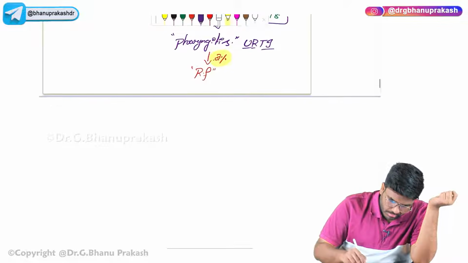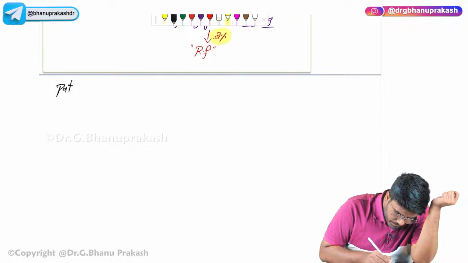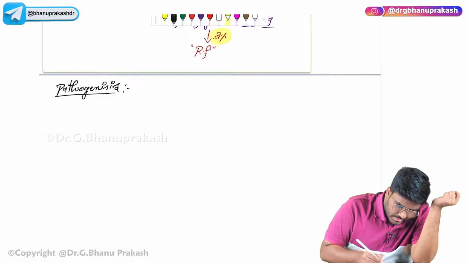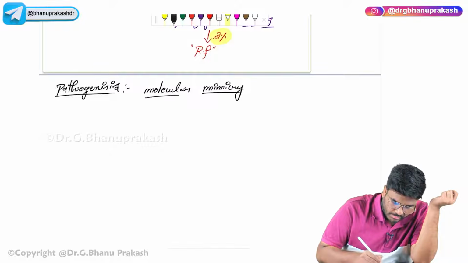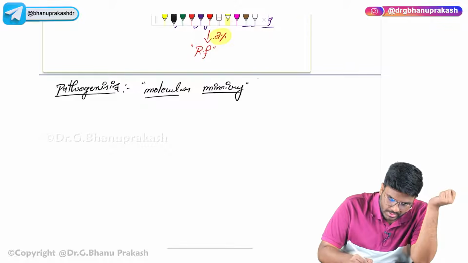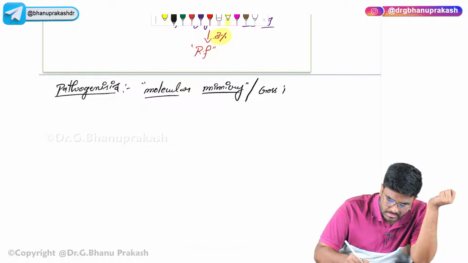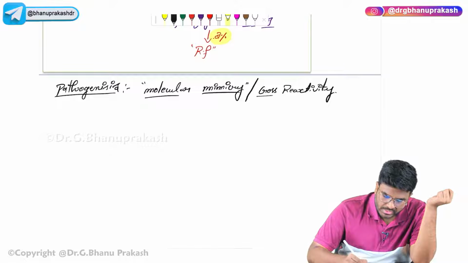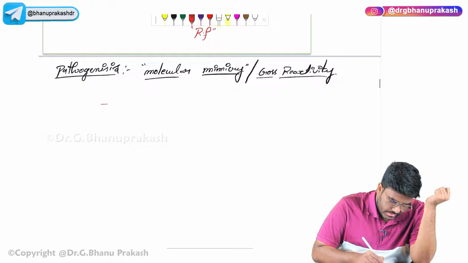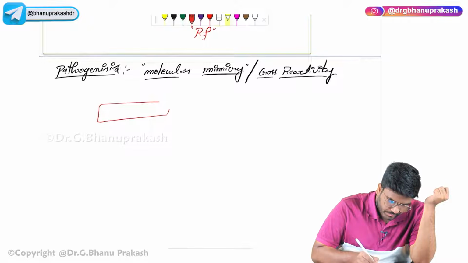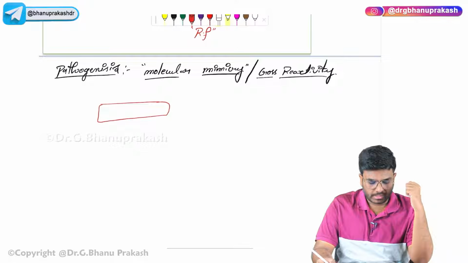Why? What is the problem? Let me write the pathogenesis. The pathogenesis in this condition is molecular mimicry. The problem is molecular mimicry. What is this molecular mimicry? It is also called cross reactivity. So what is cross reacting? Let me tell you. Imagine this is a group A beta hemolytic streptococci.